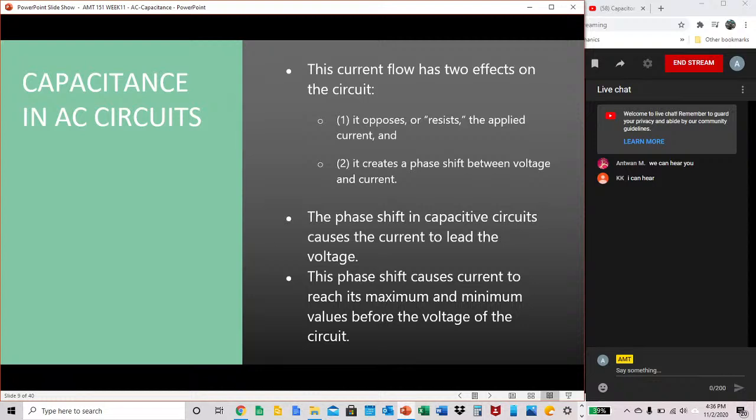This opposition to the current flow has two effects on the circuit. So it opposes or resists the applied current, and also it creates a phase shift between voltage and current. The phase shift in capacitive circuits causes the current to lead the voltage. This phase shift causes current to reach its maximum and minimum values before the voltage of the circuit.